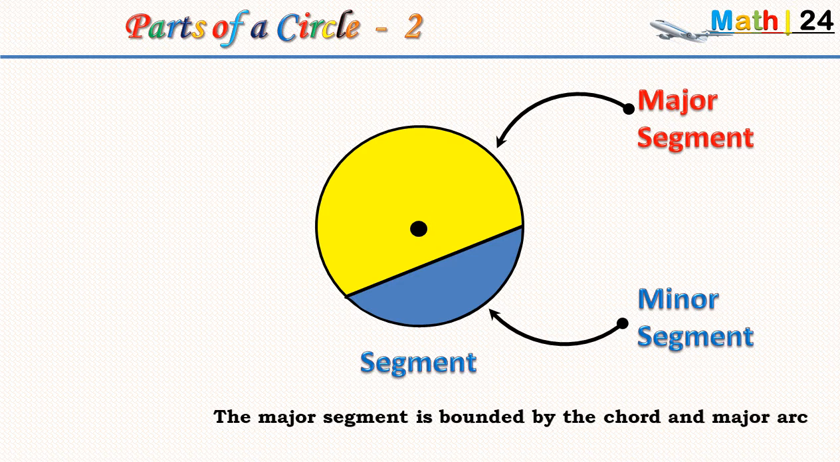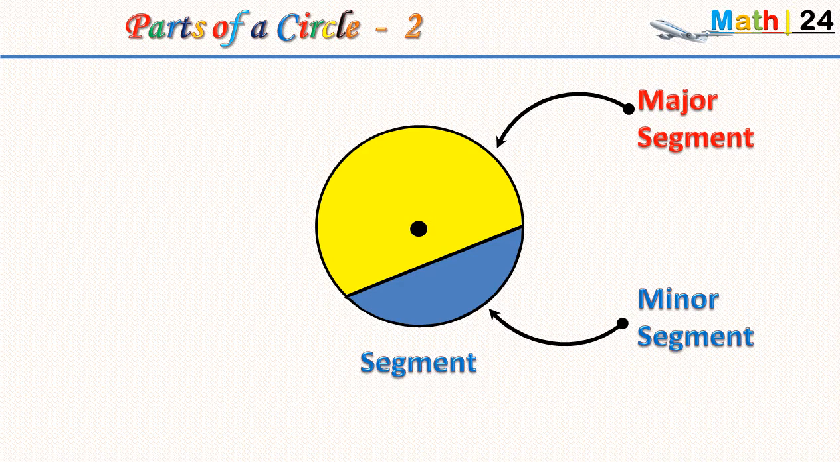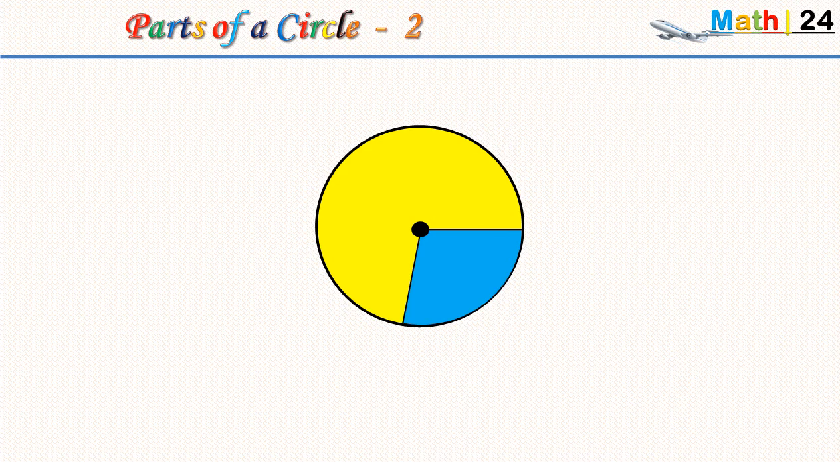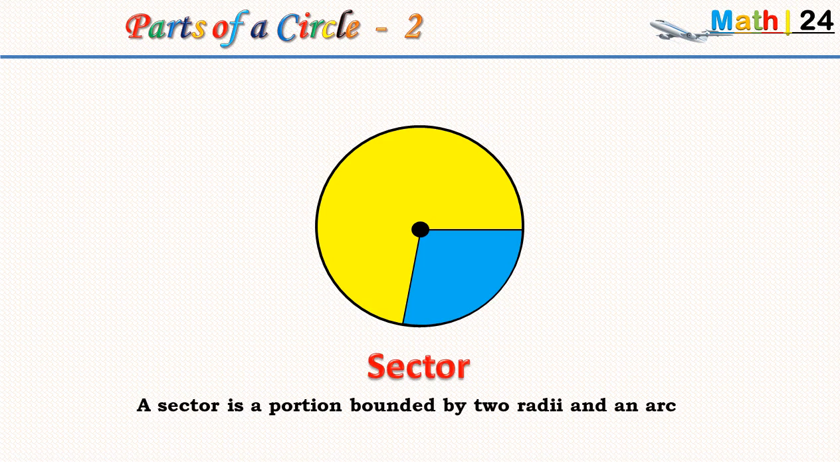Alright, so we've seen the major and the minor segments, and we'll now move on to what we call a sector. And a sector is any portion bounded by two radii and an arc. So for us to have a sector, we have to have two radii and an arc bounding that particular region.